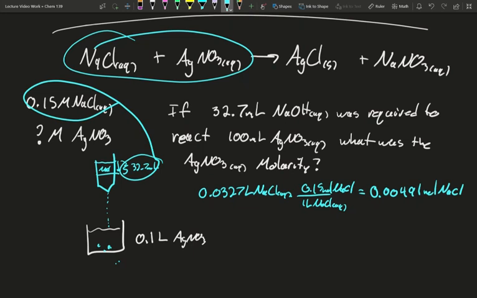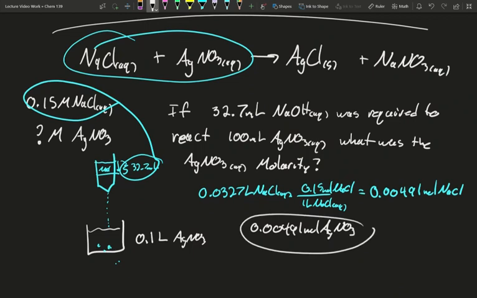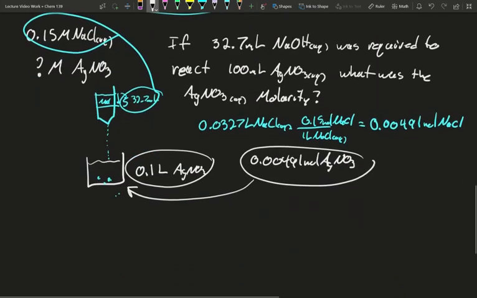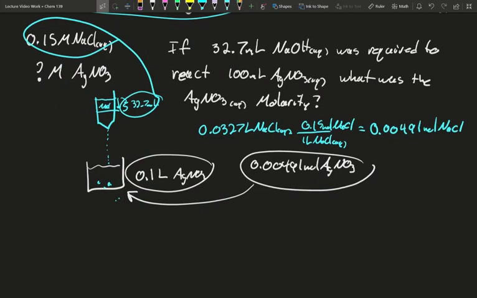For every 1 sodium chloride, it would be 1 silver nitrate, and so there must have been 0.00491 mole of silver nitrate. By knowing the amount of sodium chloride we had to add to react with it, and using the balanced reaction, we can find the amount of silver nitrate that must have been present. Well, this was in 0.1 liters, so that's all the silver nitrate that was in our beaker, but it was only in 0.1 liters.